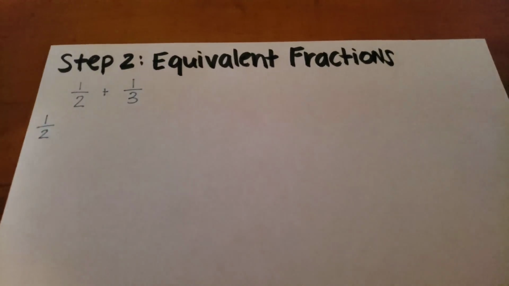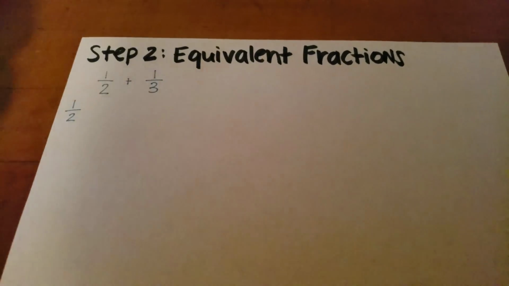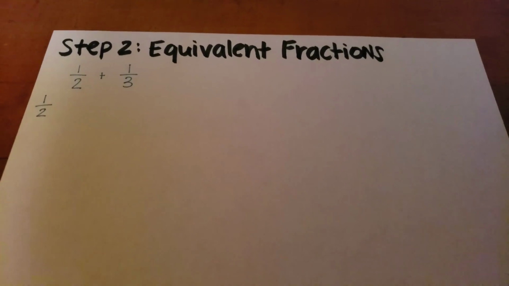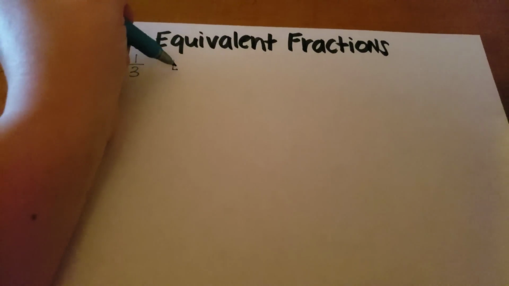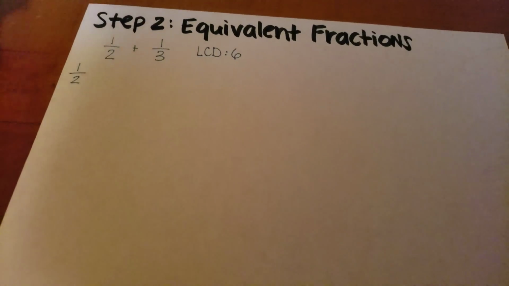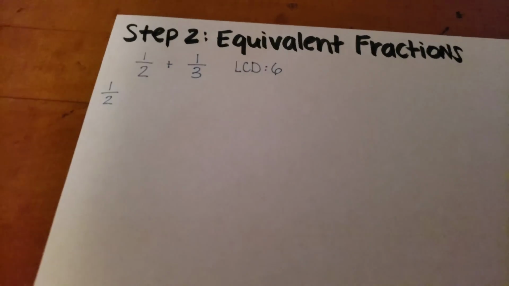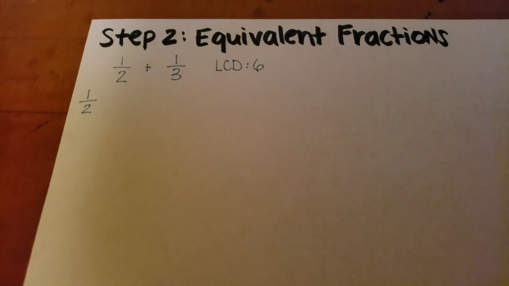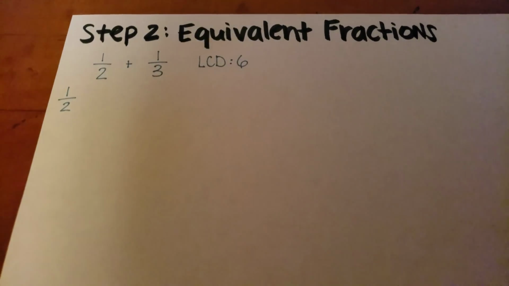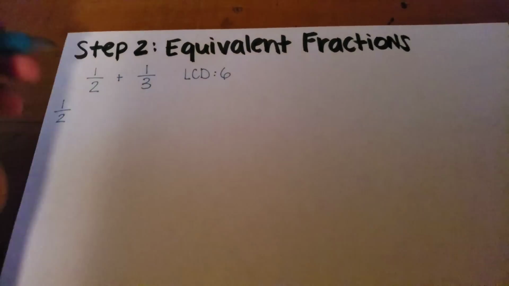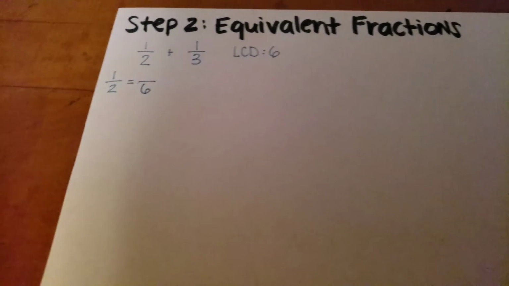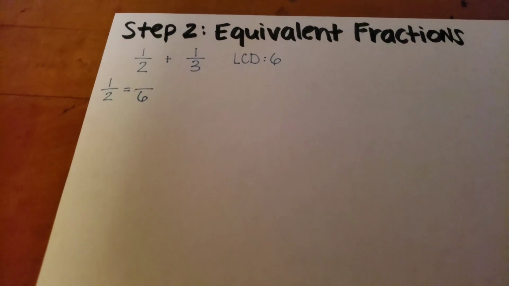All right, step 2, equivalent fractions. So now we have to change 1/2 into a fraction that has a denominator with 6. Our least common denominator is 6. We also have to change 1/3 into a fraction where the denominator is 6. They will be equivalent fractions that we're making. It'll just make it easier for us to add. So we're going to take 1/2 and we're going to make an equivalent fraction. We want our equivalent fraction to have a denominator of 6.